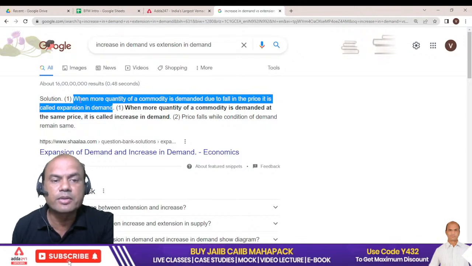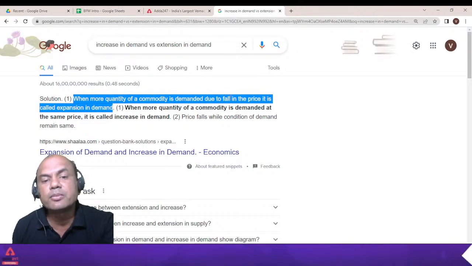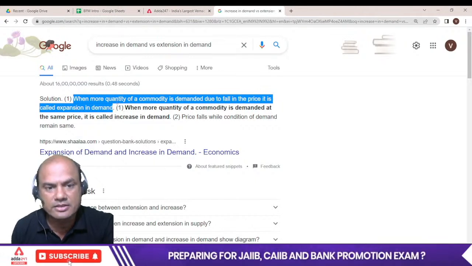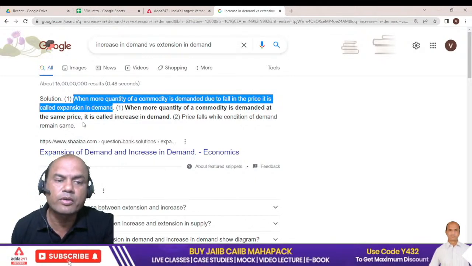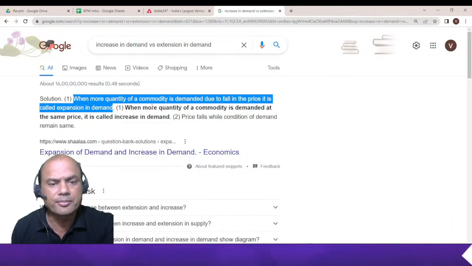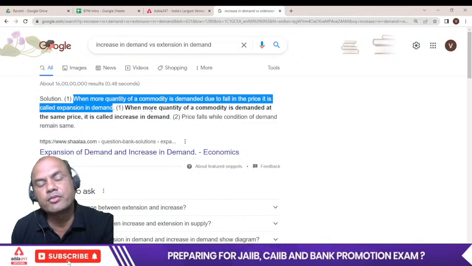So extension of demand will be what? Due to a fall in price. Means if the price falls, then demand increases. That is extension. But if the price is not falling, and then also demand is increasing, why? Can something like this happen? Yes, it can happen. When did it happen?